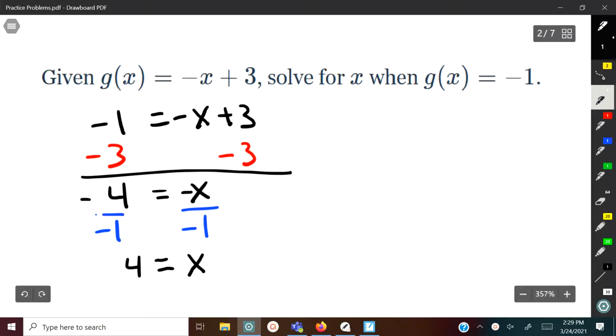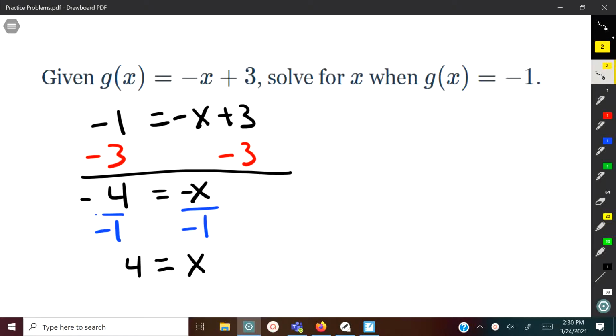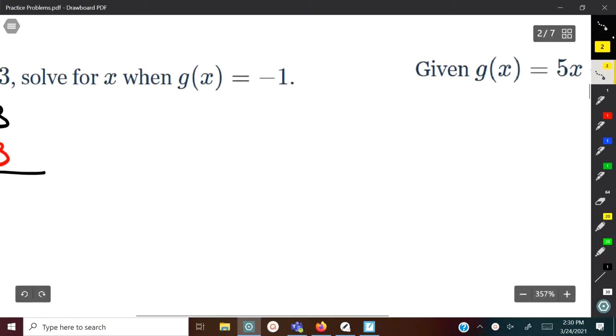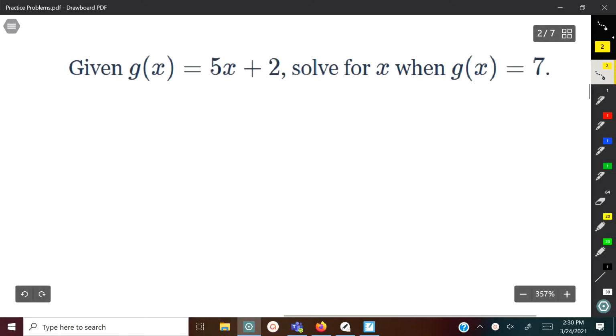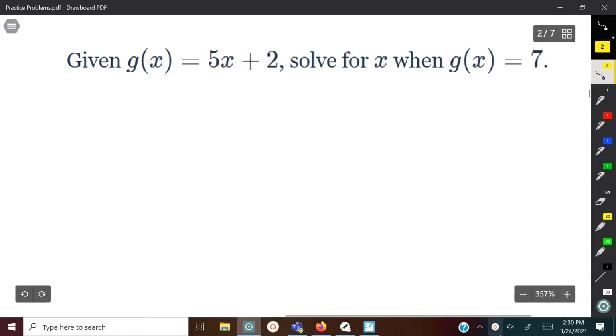And that's it. So the main takeaway is when they give you g of x is equal to -1, understand that the g of x represents the output, the y, and you plug it in accordingly. Alright, so you can go ahead and pause the video here and see if you can solve this one.